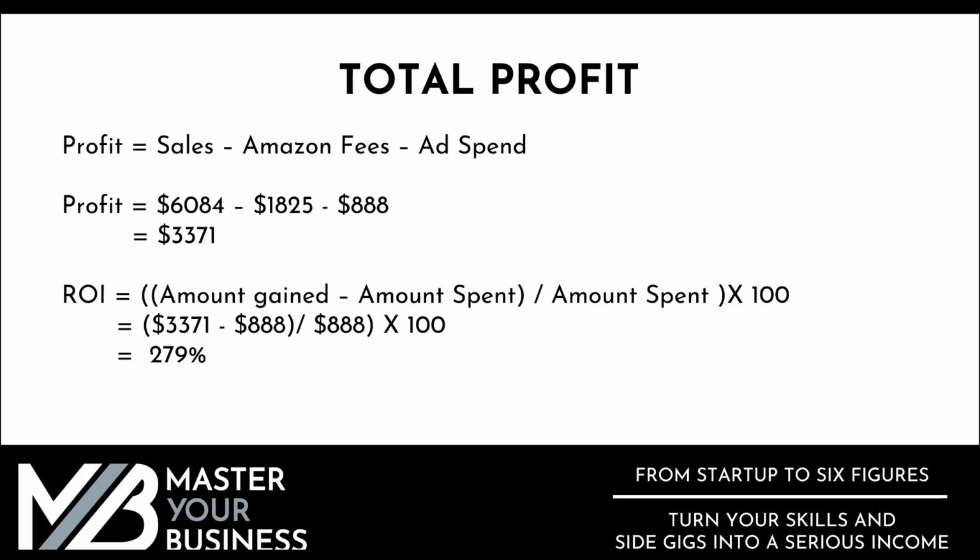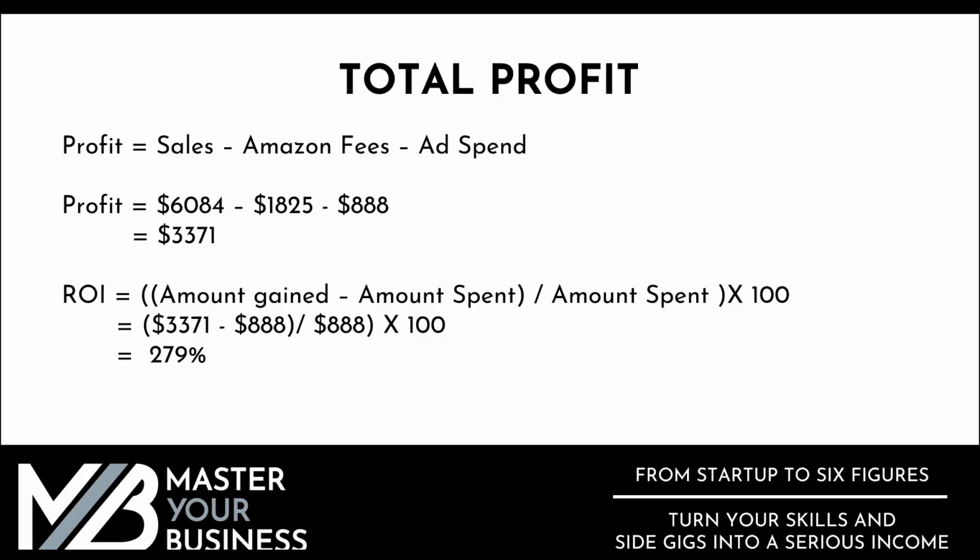Now, to work out our profit, obviously that's our total sales minus our Amazon fees minus our ad spend. So we made $6,084. We know that Amazon take their cut. Whenever we sell on their platform, they take their cut. So they take $1,825. And our ad spend, which is $888, leaves us with $3,371.